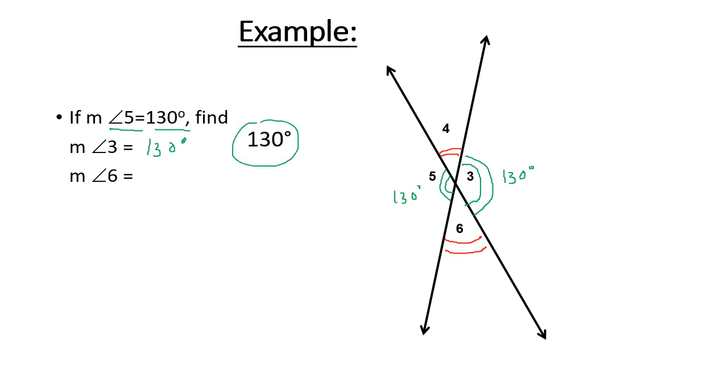Similarly, if angle 6 here is 50 degrees, then what will be the value of angle 4? Angle 4 is opposite of angle 6, so that will also be 50 degrees. So the answer here is 50 degrees. Done. So these are the answers for this type of questions.